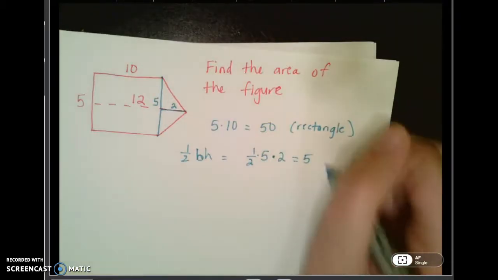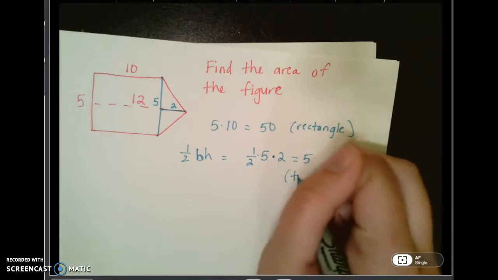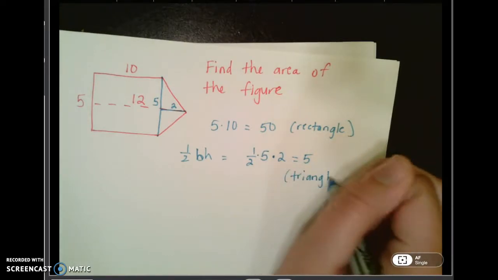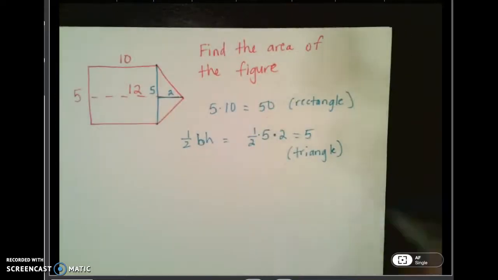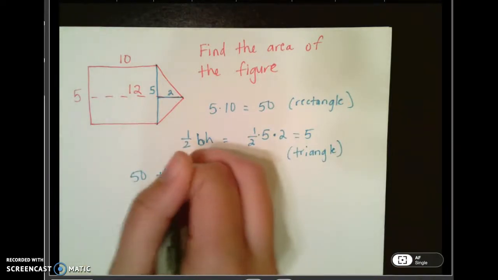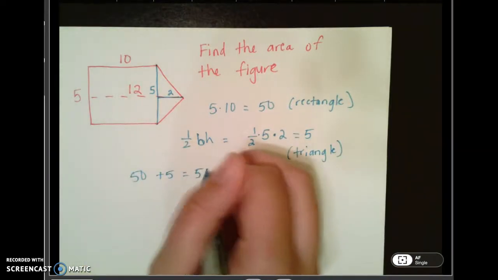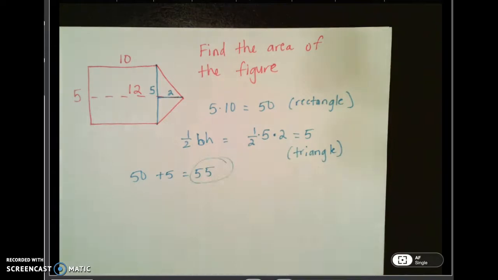And so this is my triangle. So if I add together the area of my rectangle plus the area of my triangle, that gives me the area of the whole thing.